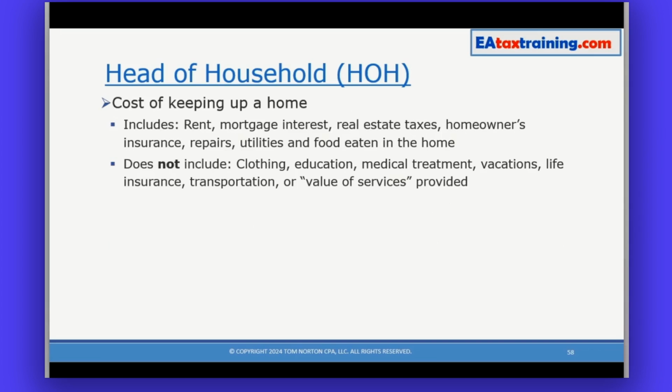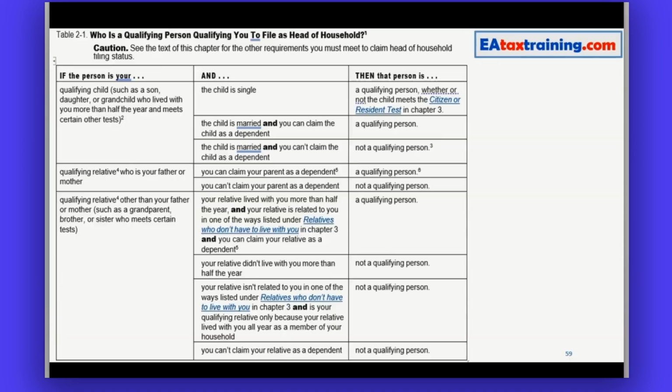Next thing we need to define is the cost of keeping up a home. We saw that they have to pay more than half the cost of keeping up a home. What do those costs include? Rent, mortgage interest, real estate taxes, homeowners insurance, repairs, utilities, and food eaten in the home. So it's all the things related to the home itself plus the food that's actually eaten in the home, not dinners out. It does not include clothing, education, medical treatment, vacations, etc. All of those things might be considered support for a person that we'll talk about later when we talk about dependents. But for purposes of what we're calling keeping up a home, those things do not count.